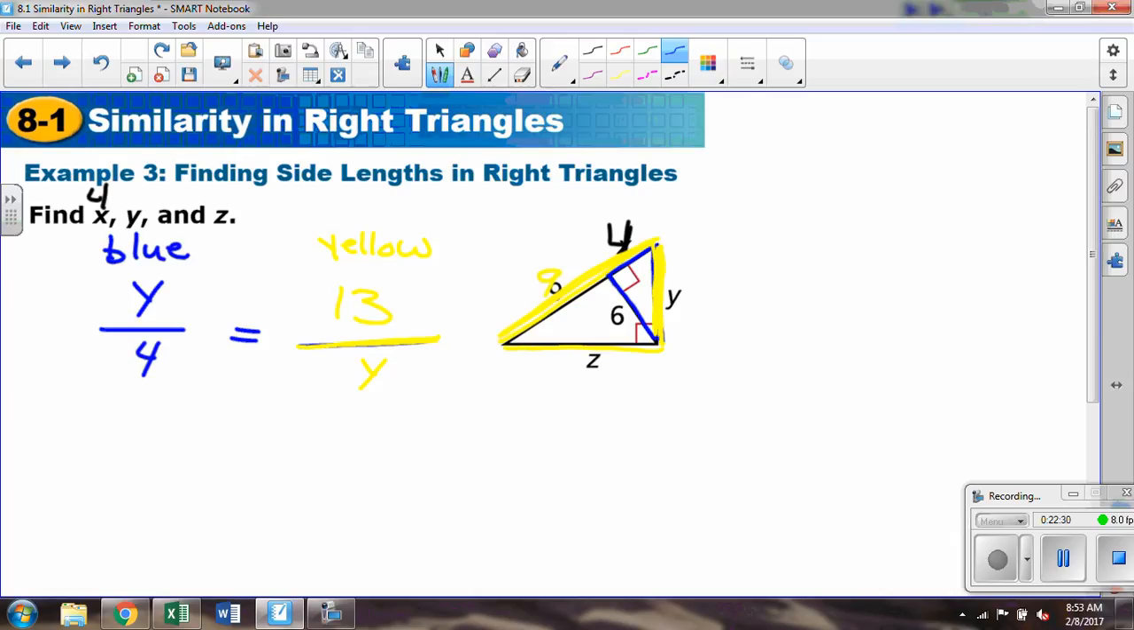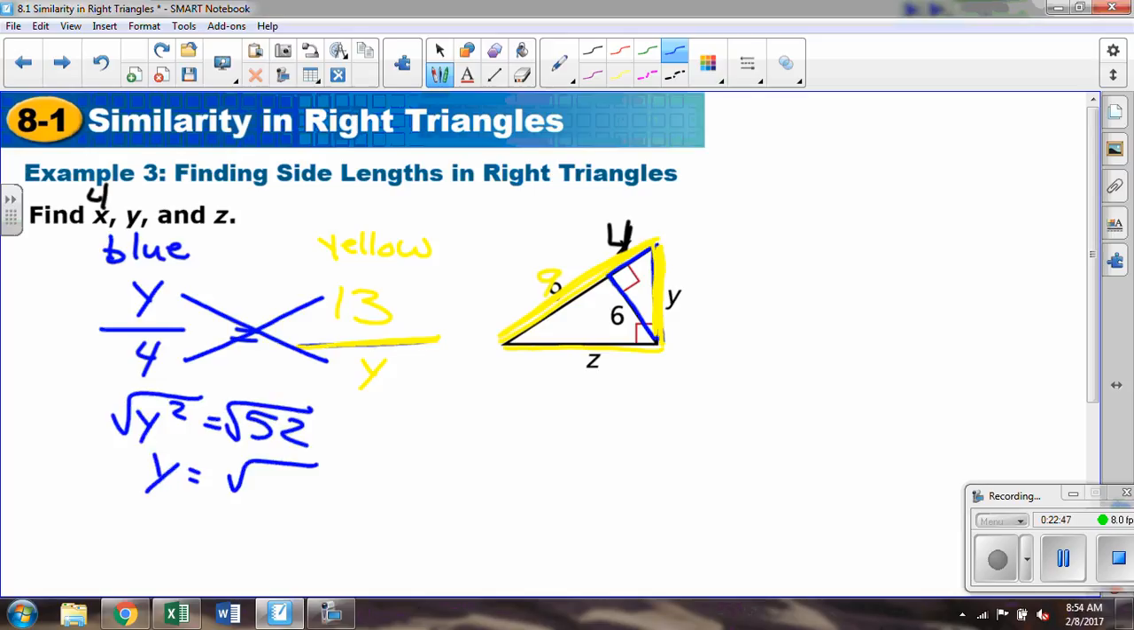And because they're similar, I now can solve this proportion. y times y, 13 times 4 gives me 52. Take my square root. And I have my answer, y is equal to the square root of 52, which does need to be simplified to its simplest radical form.